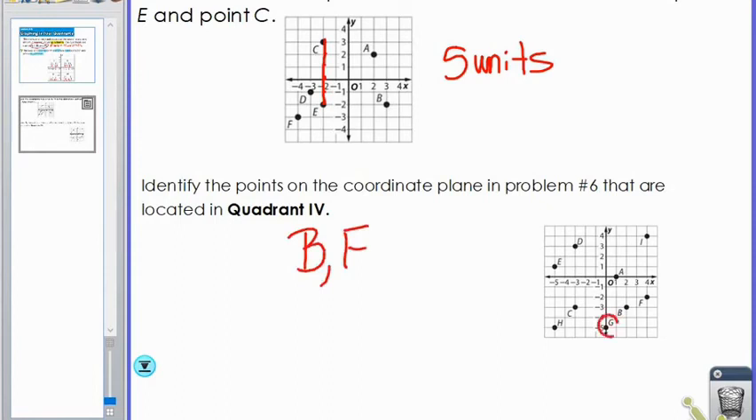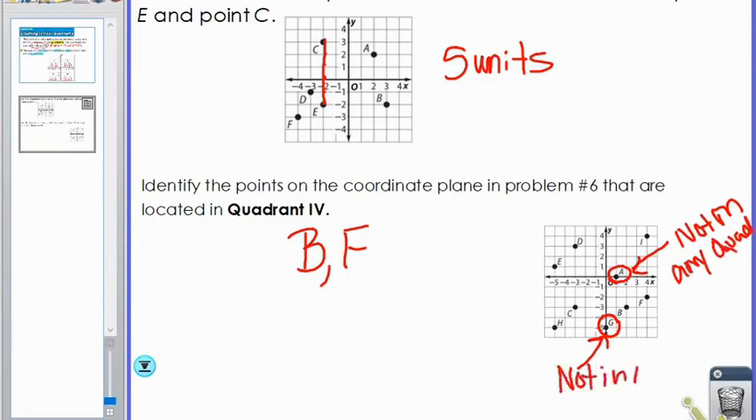So notice that G and A lie on the axes. Because they lie on the axes, they are not in any quadrant. So if they lie on the axes, they are not in any quadrant. And that's the main thing that we need to remember from that. So if they are on the axes, x or y, they are not in the quadrant. So the only points that are in quadrant IV are B and F.